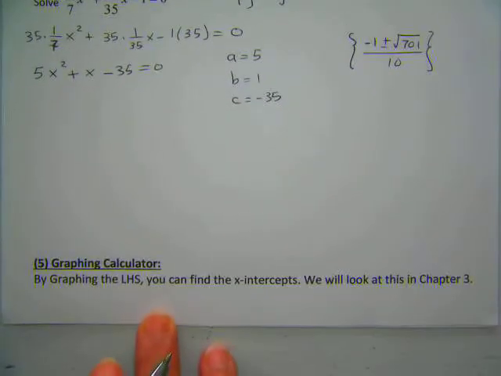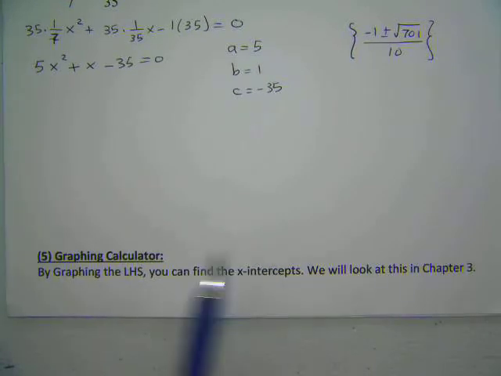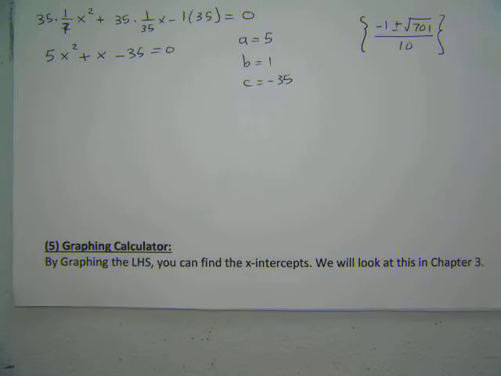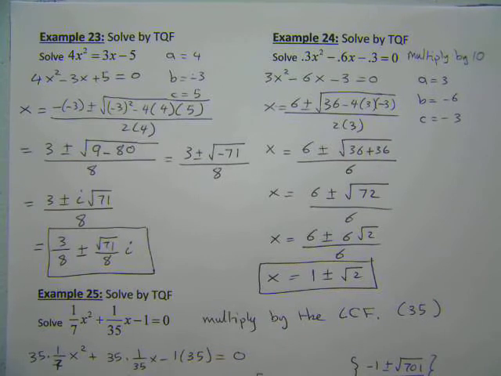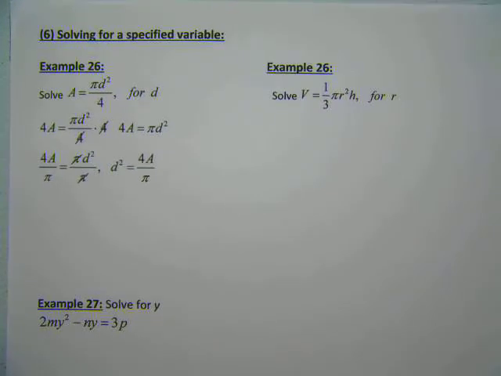The next method is called the graphing calculator, and we will not do it now, but just to know that there is a graphing calculator method where we can find the answer, factoring or solving a quadratic equation by the graphing calculator. We're going to wait until chapter 3 to do it. So the last thing in this section is actually solving for a variable. The whole idea is to be able to solve for anything. Okay, so solving for a variable.